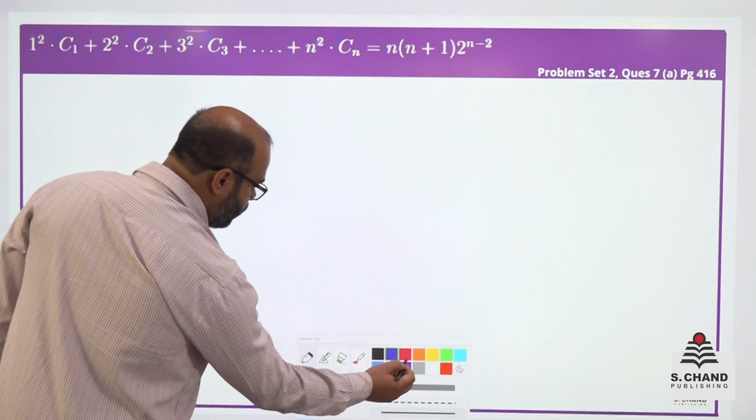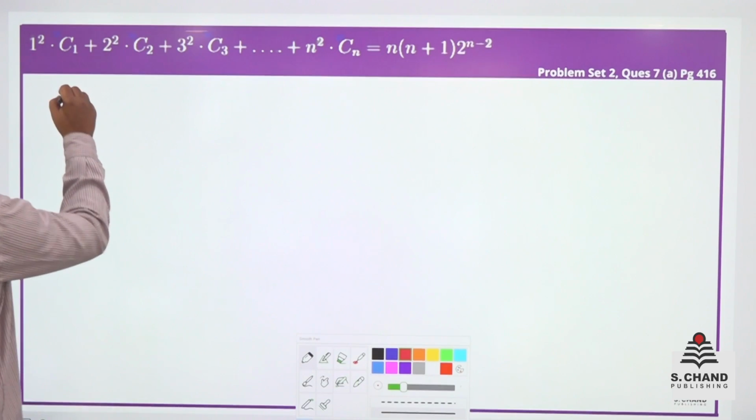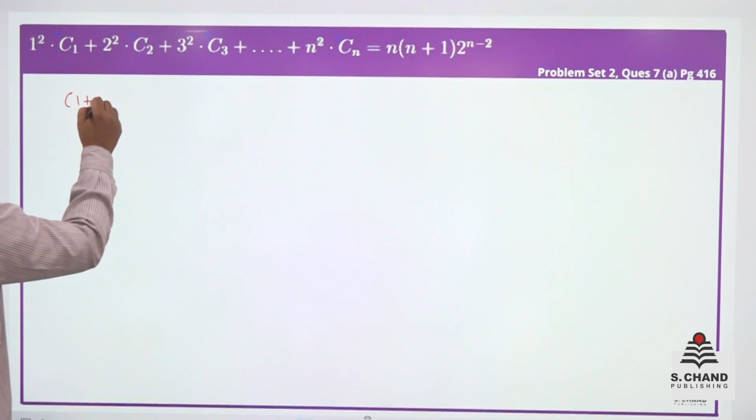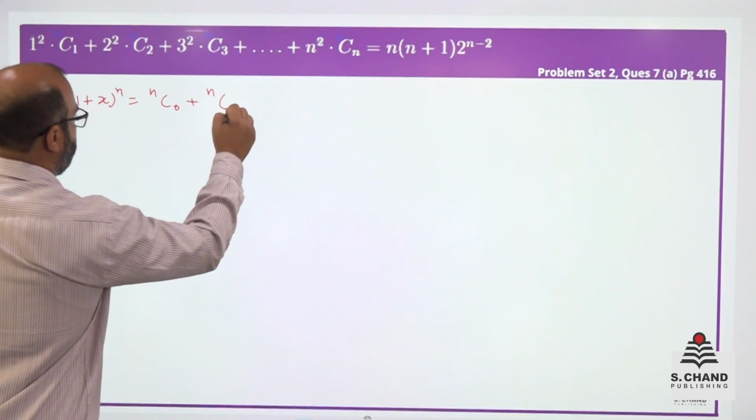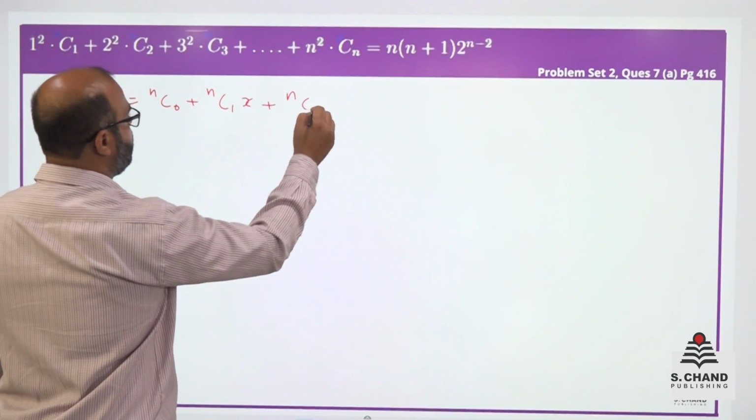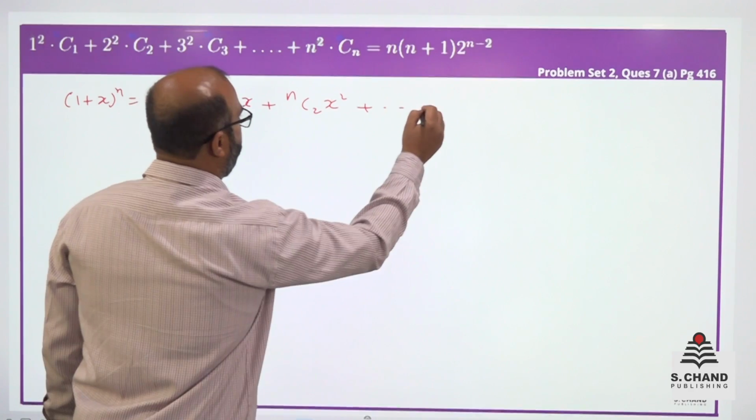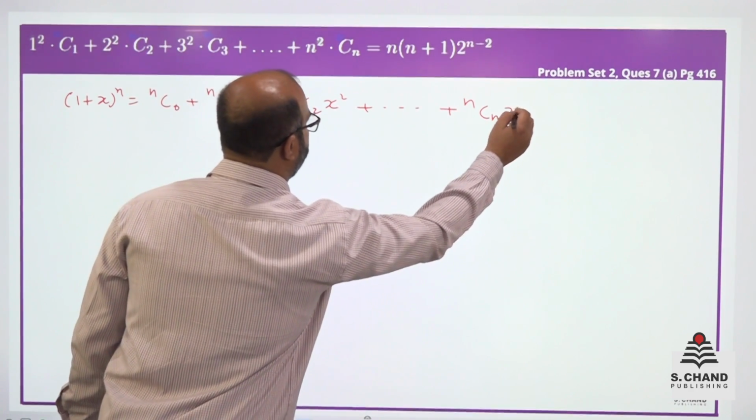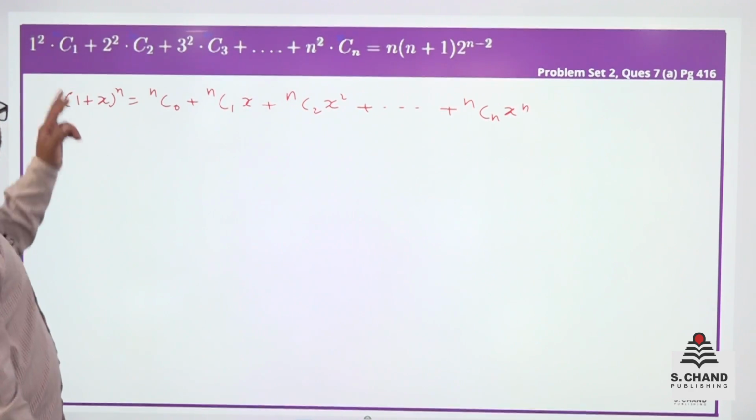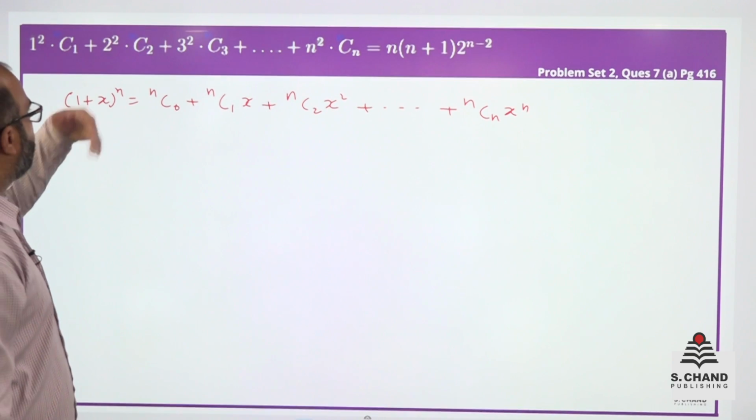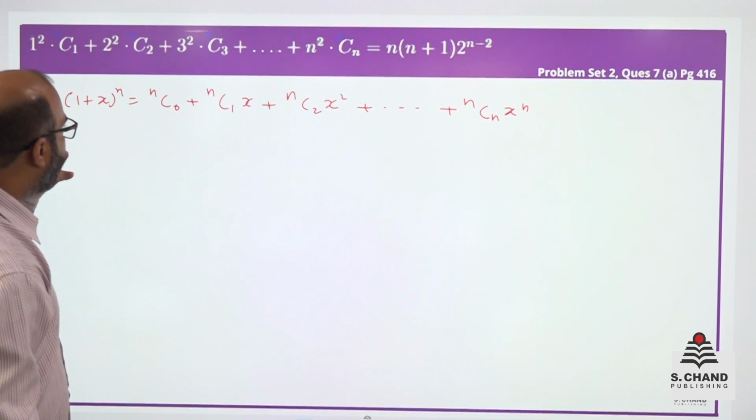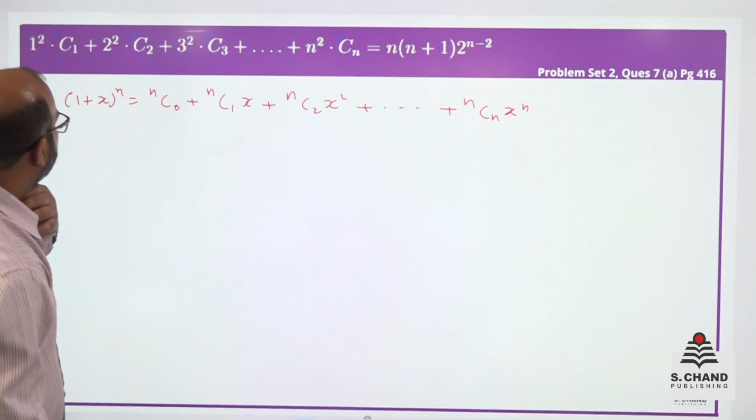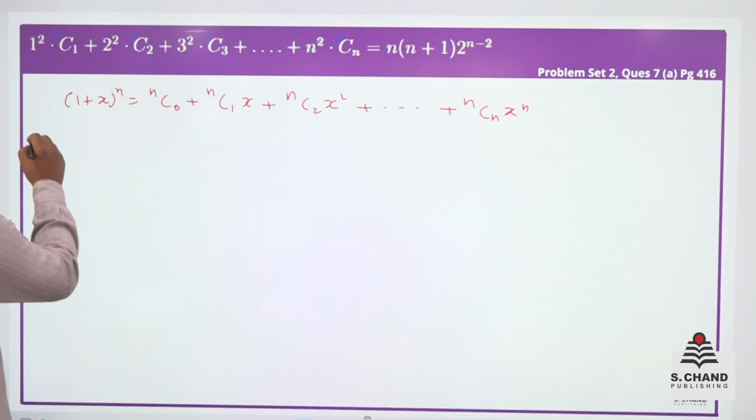So when we come to this question, let us first write the expansion of 1 plus x to the power n, that is nc0 plus nc1x plus nc2x square till ncn x to the power n. Now how can we obtain this particular term? Let us think about it. Instead of multiplying, you just differentiate with respect to x.